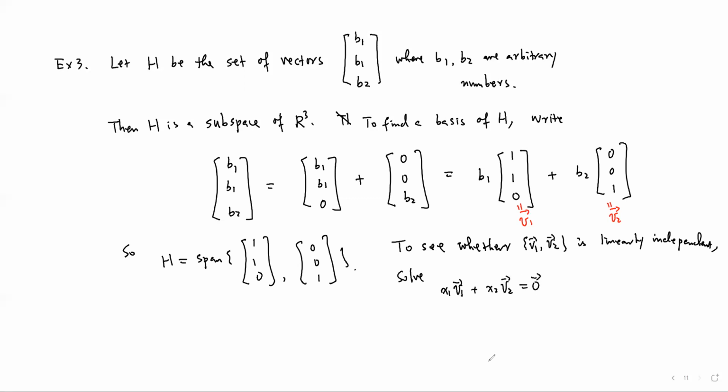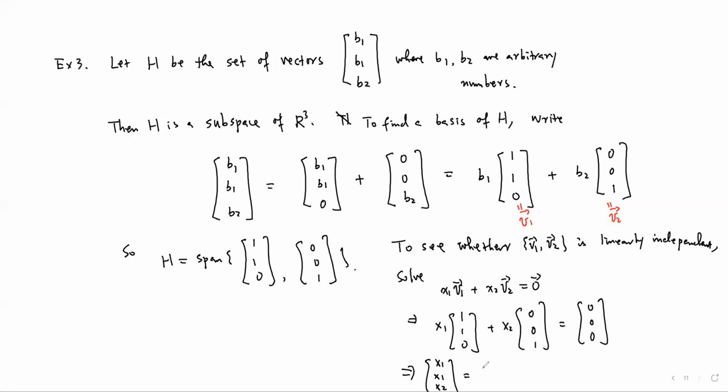A linearly independent set, by definition, we need to solve this vector equation. Now solve this vector equation: x1 times 1, 1, 0 plus x2 times 0, 0, 1 equals 0, 0, 0. The left side is x1, x1, x2, which is equal to 0, 0, 0. So this implies that x1, x2 must be 0.